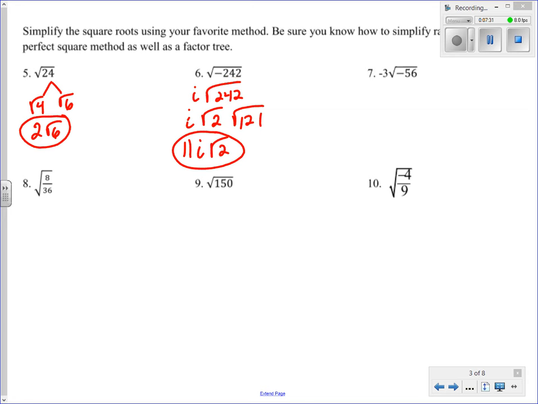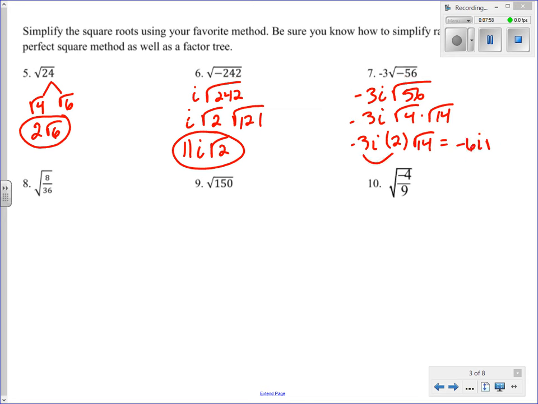For number 7, we keep that negative 3 on the outside. We're going to pull out the i. And we have radical 56. 56 can be broken up into 4 and 14. Okay, and then we can break down that radical 4. That's a perfect square. It's 2. Okay, and then finish our simplifying. Negative 3 times 2 is negative 6. We keep our i and keep our radical 14.